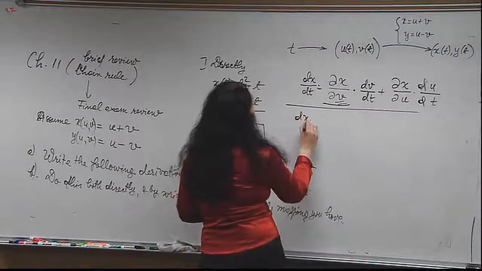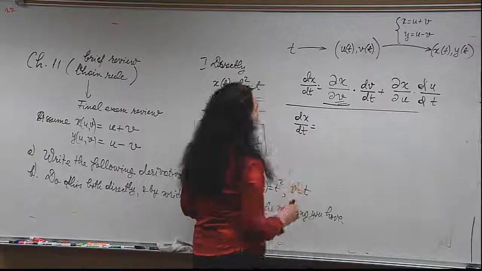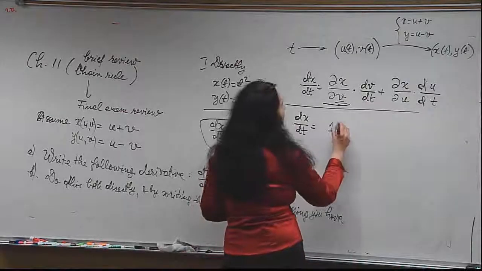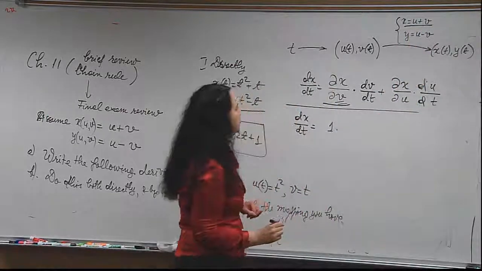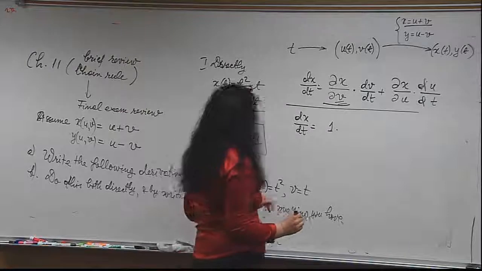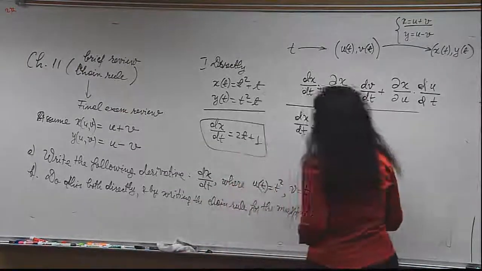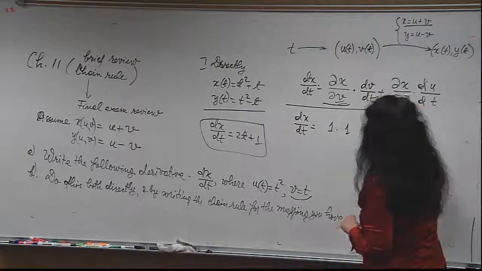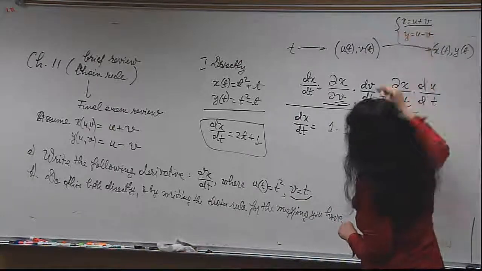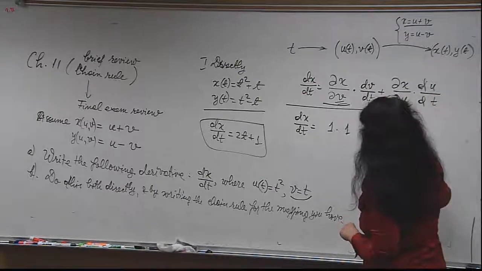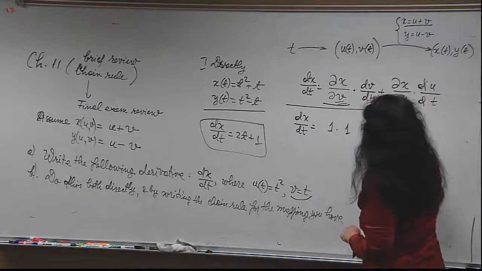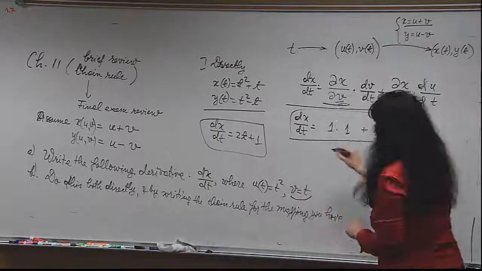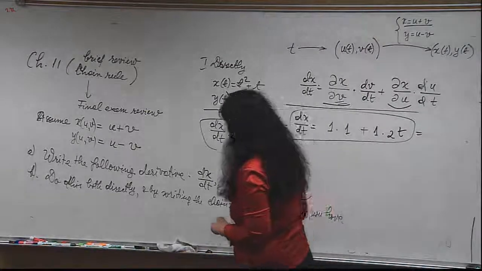So dx dt, let's see if we get the same answer. We should. What is dx dv? 1 from here. What is dv dt? 1. Plus dx du, 1, du dt, 2t. So we got the same answer, right? We got the same answer.